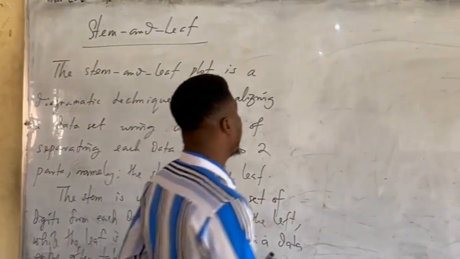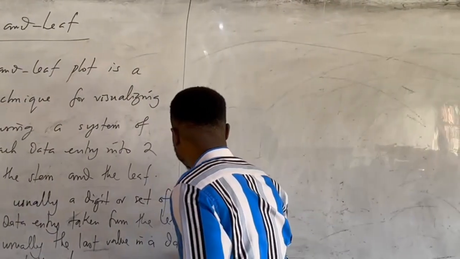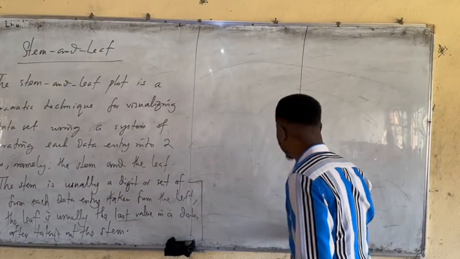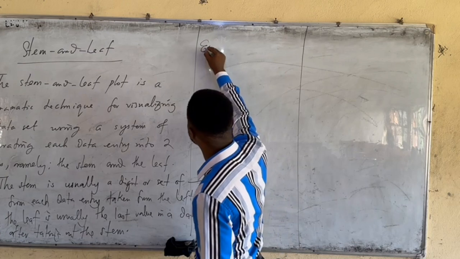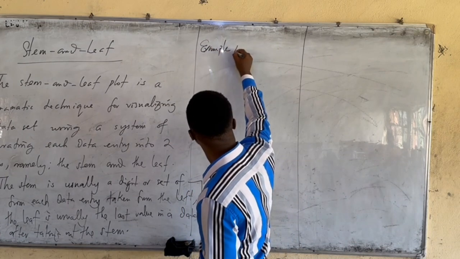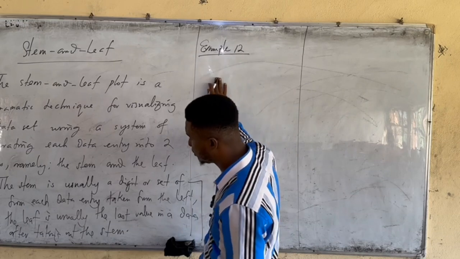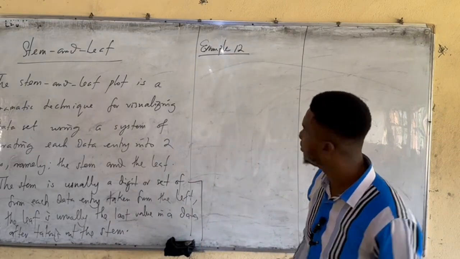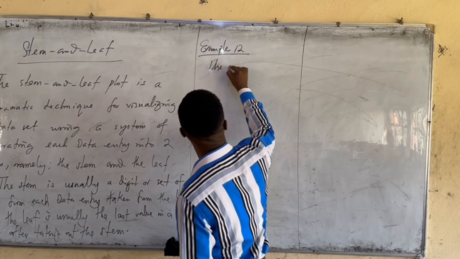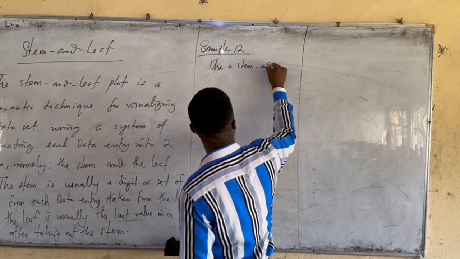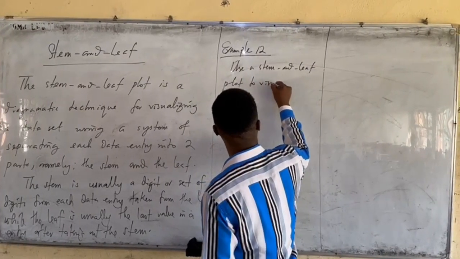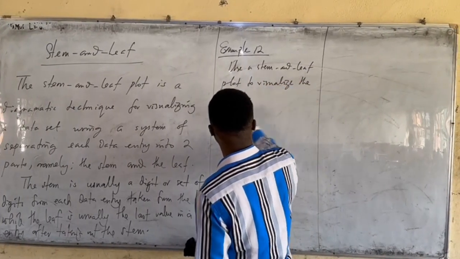So everything will make clear sense if we use this example. What example number are we, guys? Example 12. Okay. Use a stem and leaf plot to visualize the data below.